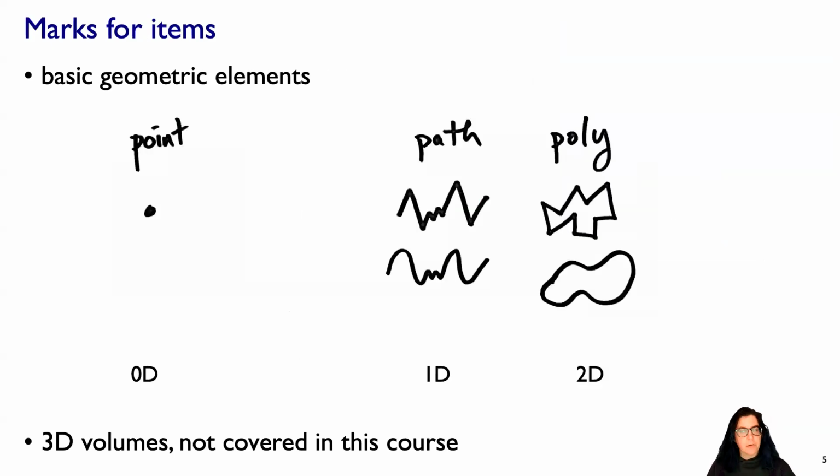Okay, so what are these marks? Well, let's think of these as basic geometric elements. We could have points. We could have, I'm going to call them paths. You might think of these as lines. We could have things you might think of as two-dimensional areas. I'm going to call these polys. So these are elements we can use to represent items of data. There's also 3D volumes. In this course, we're really not going to get into that, so I'm not going to talk about that in any more detail in these lectures.